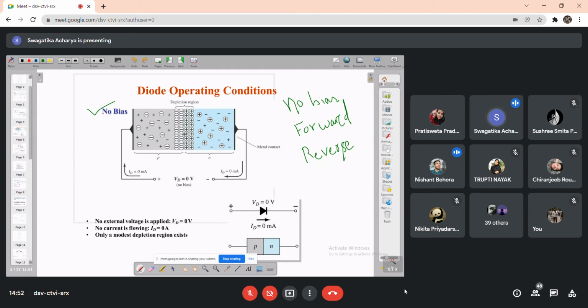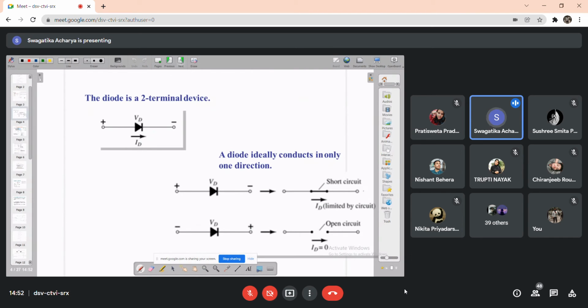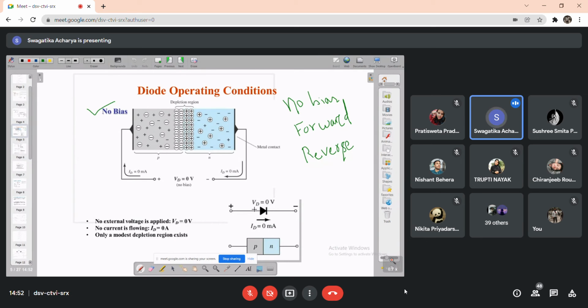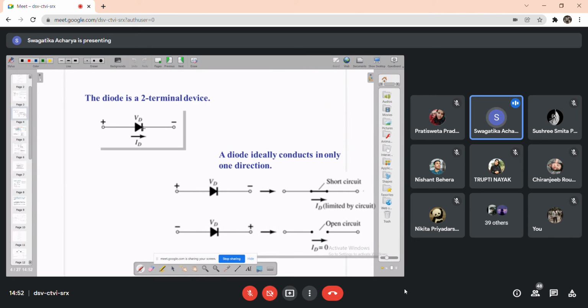Yes, ma'am. So no current flow will be there, because only the depletion region is being created. Diffusion is there, so no current flow will be there. Yes or no? Right. So if we see the diode, this is the diode symbol, you know, right? So P type, N type, you know that part, right? So ID will be 0 milliampere because in no biasing condition, no current flow is there. Okay. So for the two terminal device, always remember that in the no bias state, the diode, the two terminal device, has no current flow through the device.